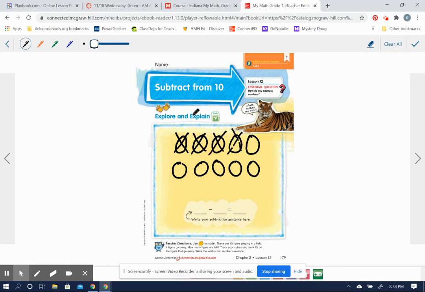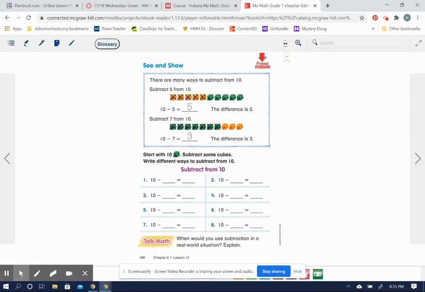Okay, and so we can go ahead and get started with the number sentence here. How many tigers did we start with? Yes, 10. And then how many did we say went away? 4. And so now we're going to count and see how many are left. That's the difference. 1, 2, 3, 4, 5, 6. 6 tigers were left.